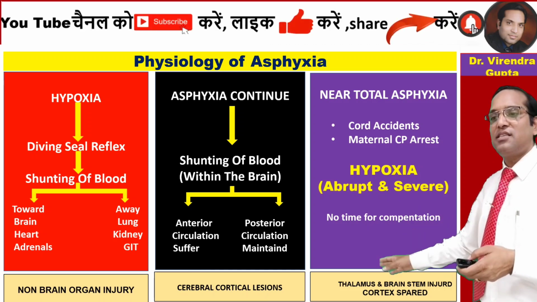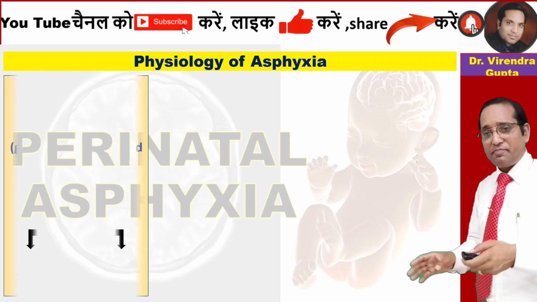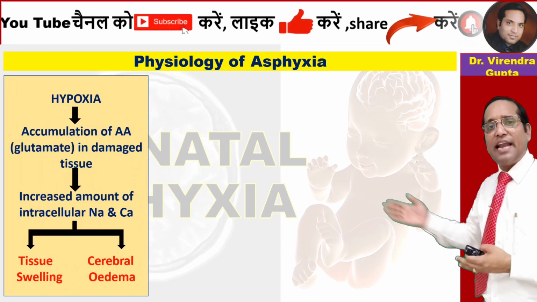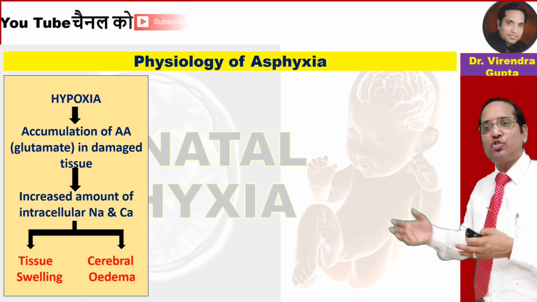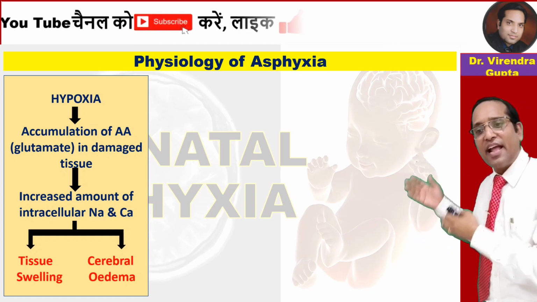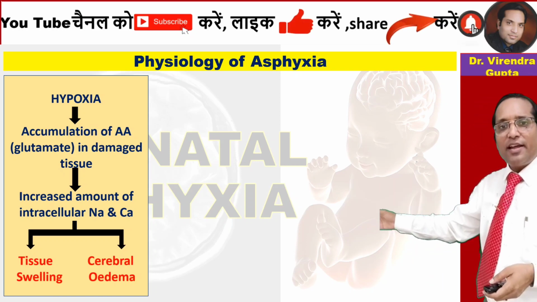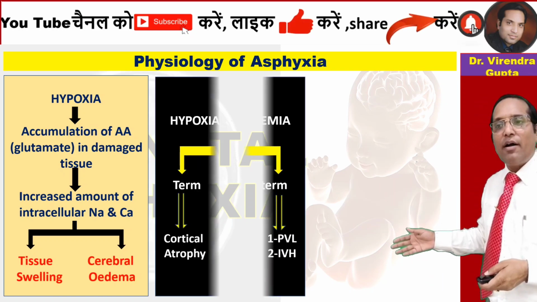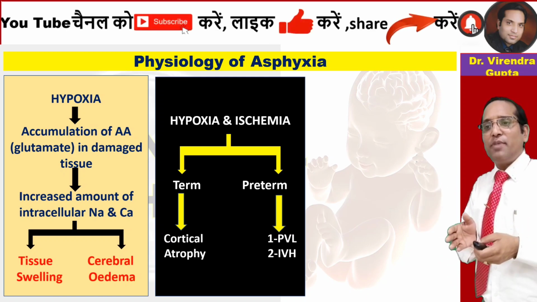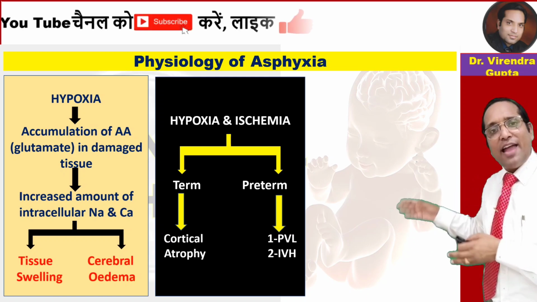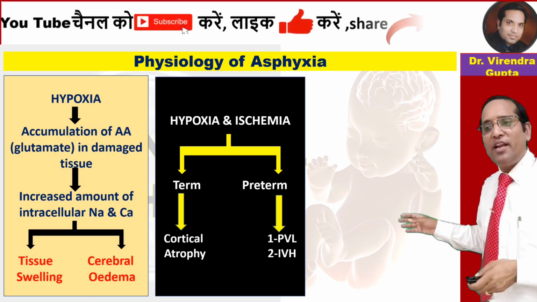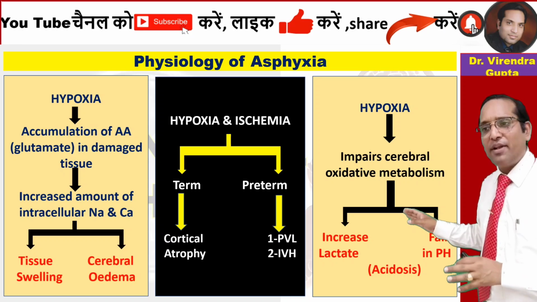In this condition, there is no time for compensation, and at this stage the thalamus and brain stem are injured and the cortex is spared. Hypoxia may also lead to accumulation of amino acids like glutamate in the damaged tissues, leading to increased intracellular sodium and calcium, which causes tissue swelling and cerebral edema. Hypoxia and ischemia in term infants may cause cortical atrophy, while in preterm children there may be periventricular leukomalacia or intraventricular hemorrhages.